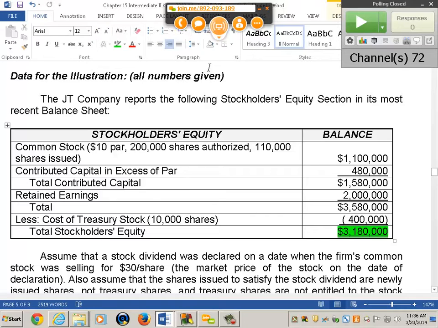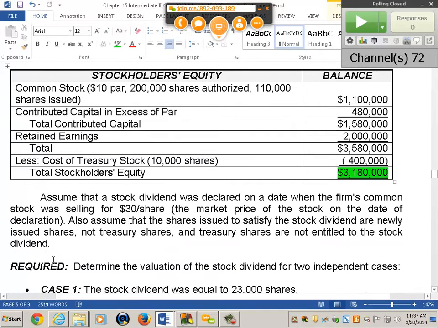And we know the stock has a par value of 10. And I tell you to make the following assumption. Let's assume the stock is selling for under book value, that could happen. It happened a lot during the recession. Stock dividends declared on a date when the firm's common stock is selling for 30. Par is 10, market is 30.